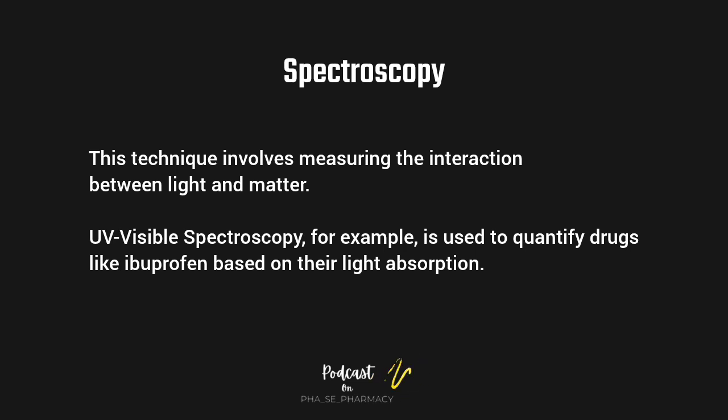Exactly. There are different types of spectroscopy, but in pharmaceutical analysis, we use UV-visible spectroscopy a lot. UV-visible. So ultraviolet and visible light. You got it. Lots of drug molecules absorb light in the UV-visible range. And by measuring how much light gets absorbed at different wavelengths, we can identify and quantify the drug. So it's like shining a special light on the sample and seeing how much of it gets soaked up by the molecules. That's a great way to put it.